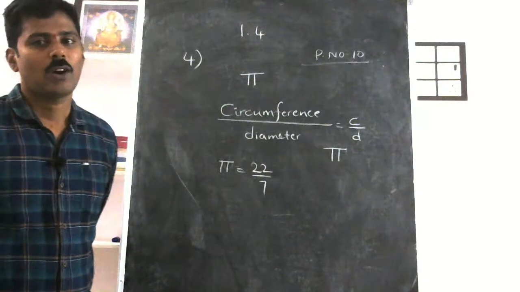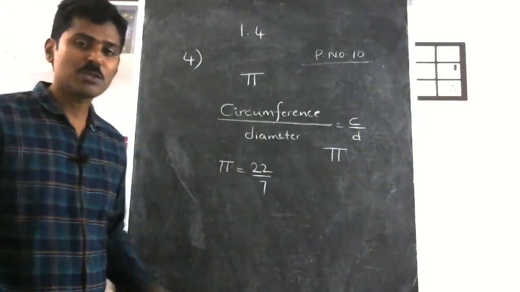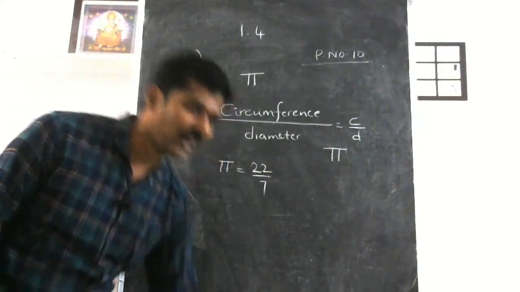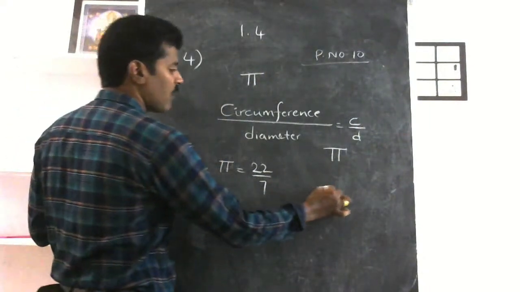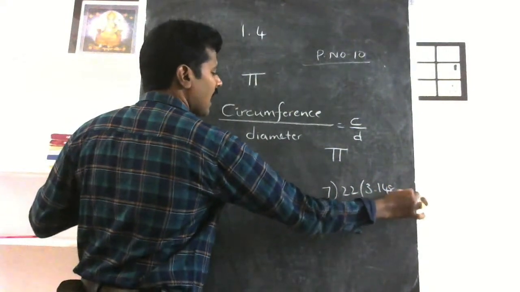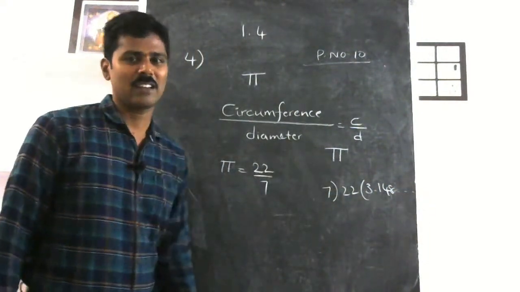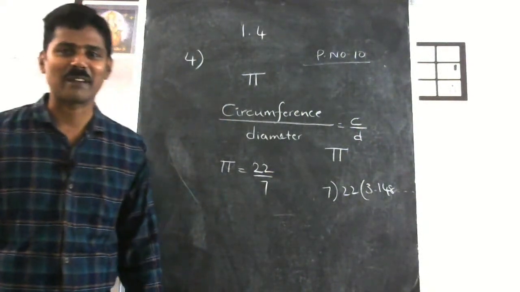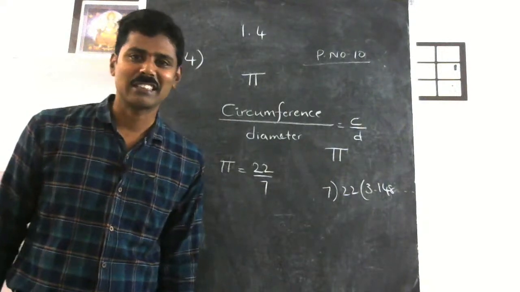So how can we justify this? So many students simply wrote 22 by 7 in homework. They divided 7 into 22, got something like 3.148 and so on, and simply mentioned that this is a non-terminating, non-repeating decimal, hence it is an irrational number. Do you agree with that?